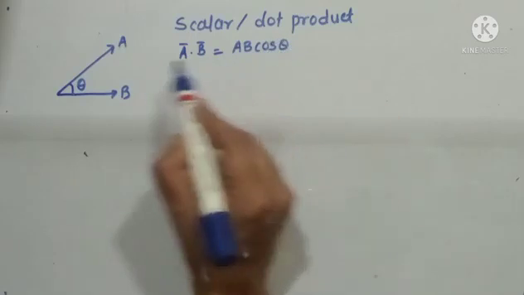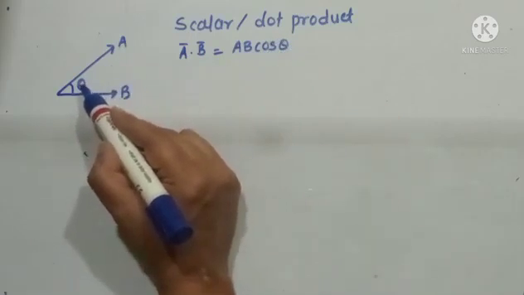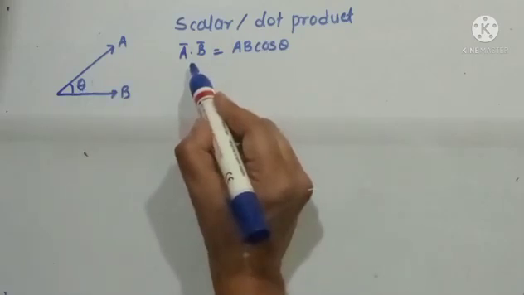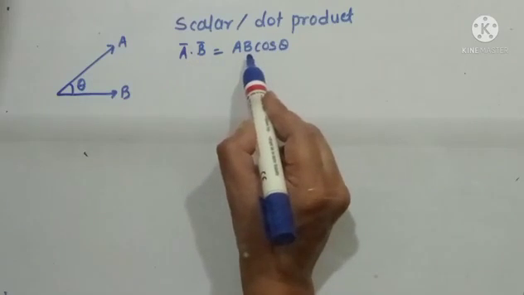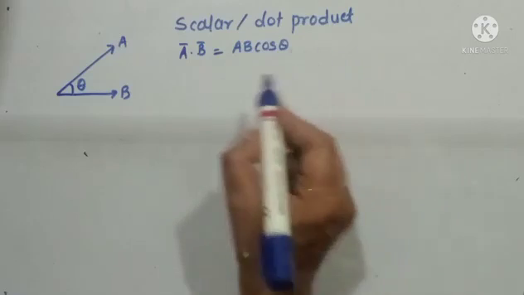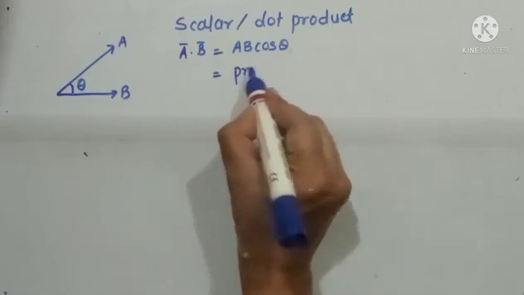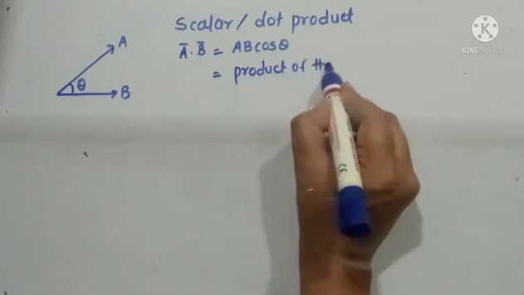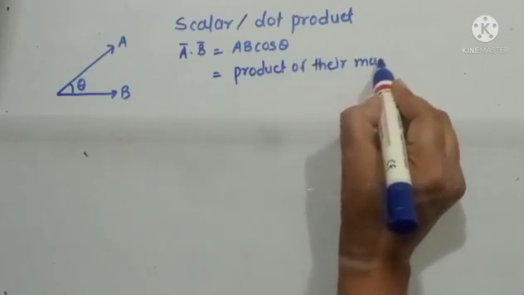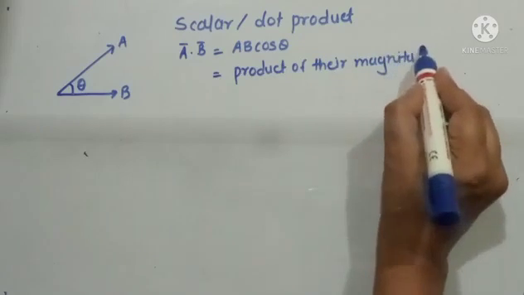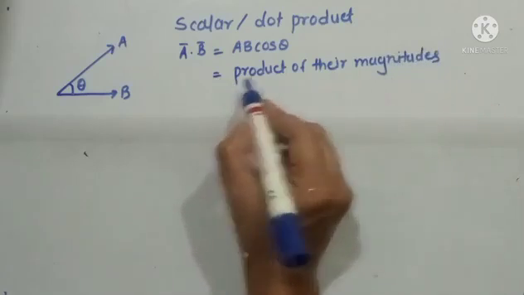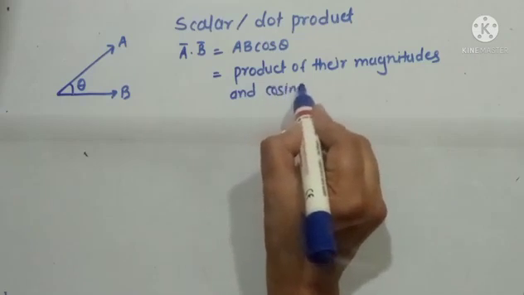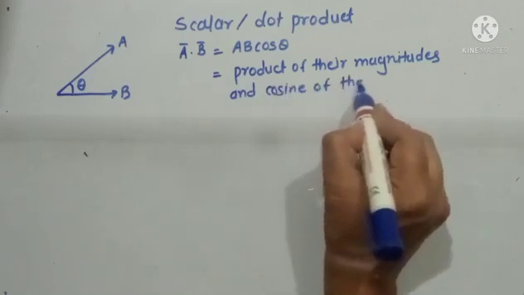If the two vectors have an angle theta with each other, then their dot product or scalar product is defined as the product of their magnitudes and the cosine of the angle between them. I will write it here: product of their magnitudes and cosine of the angle between them.